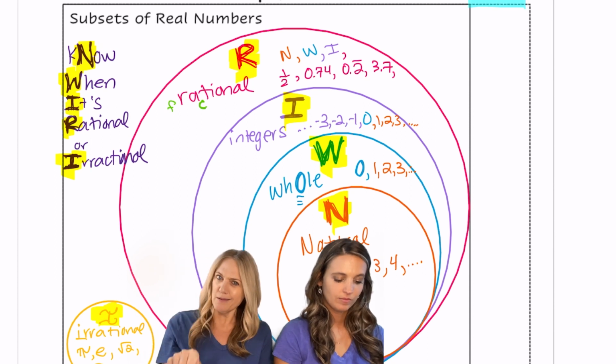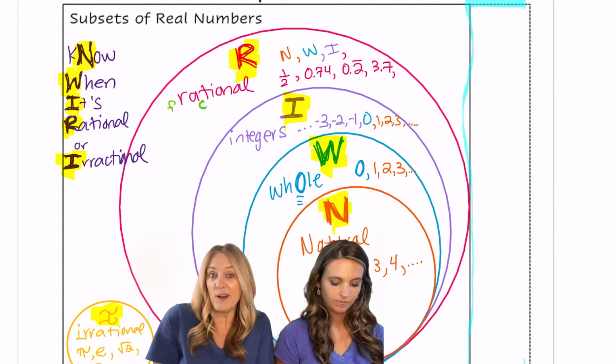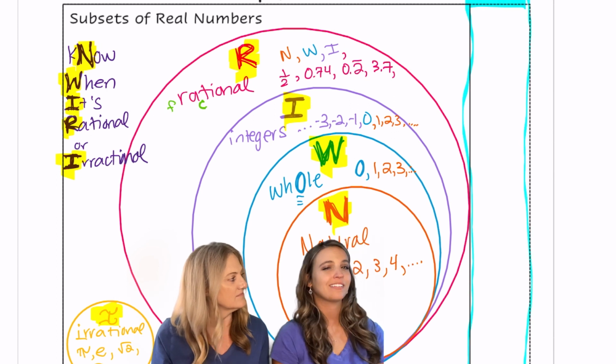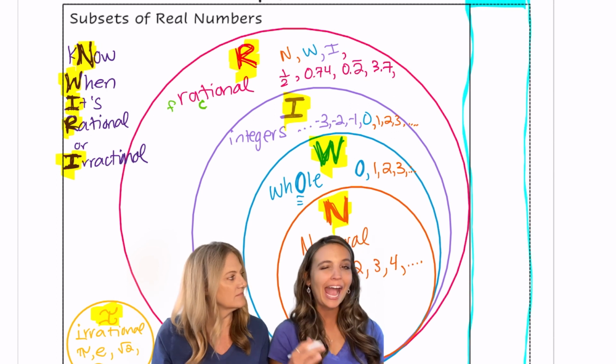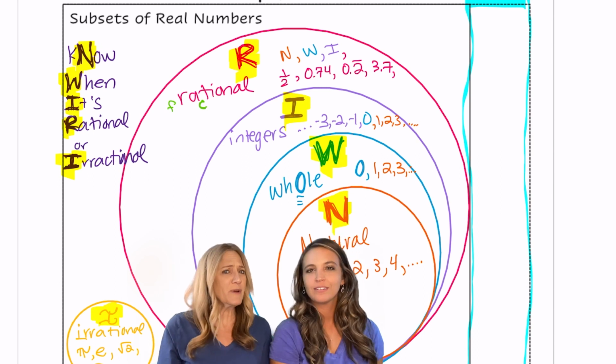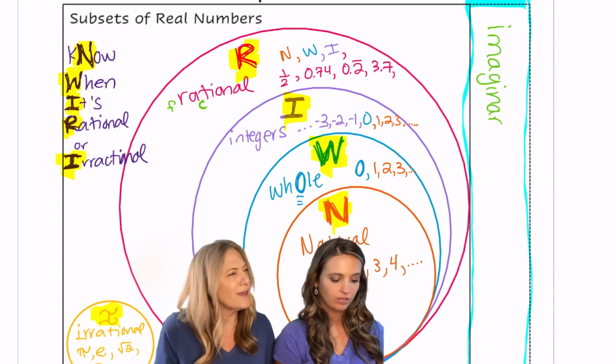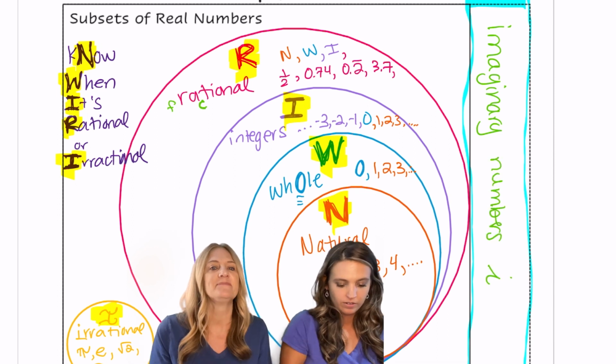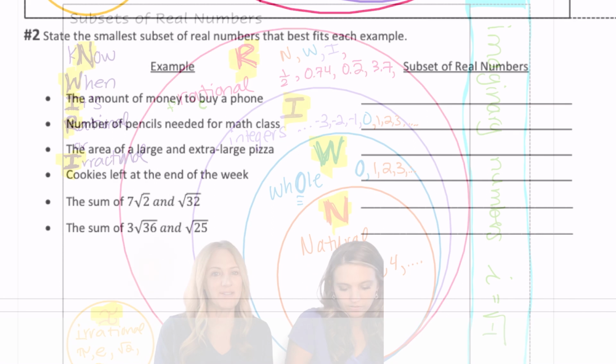But then we have this little strip on the side. What's that for? Well, a complex number is made up of both real and imaginary numbers. And an imaginary number is when we try and take the square root or even root of a negative number. We'll get into that later in the year.